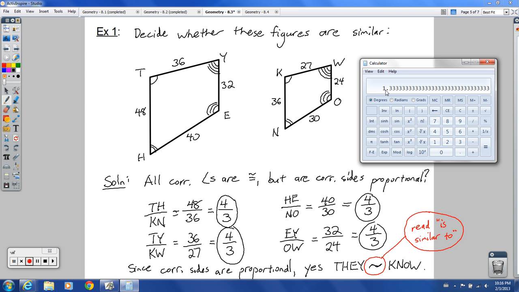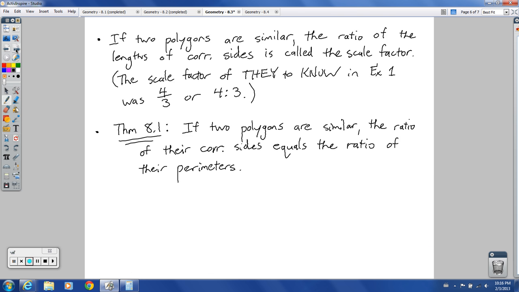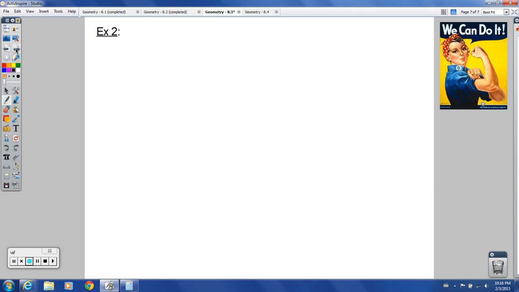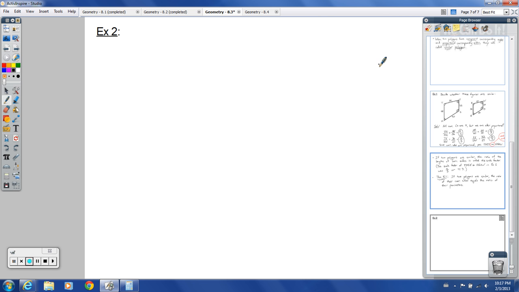And you get 1.33333. This is the same thing. 0.3 repeating is 1/3. So this is 1 and 1/3. Or in other words, 4/3. So we just demonstrated that the ratio of the perimeters is going to be equal to the ratio of each individual side comparison. And so that's all that theorem says. Sometimes that can be helpful in solving the problem. So let's check out a final example though. Example 2. Okay, so this is a pretty famous picture.